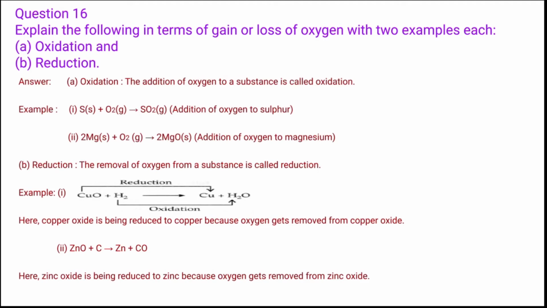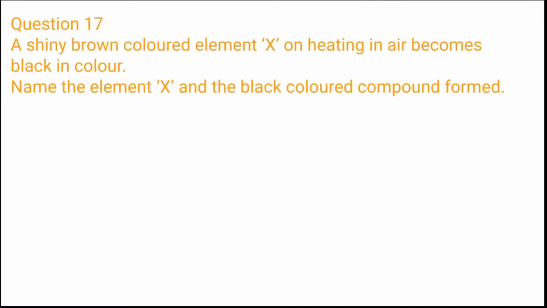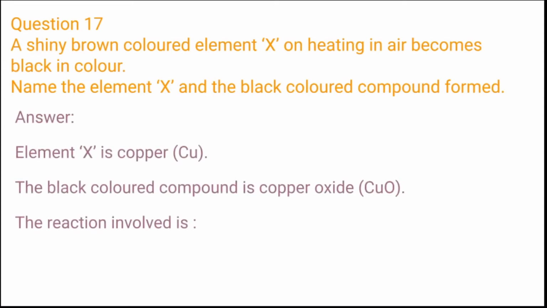Let's move on to the next question. Question number 17. A shiny brown colored element X on heating in air becomes black in color. Name the element X and the black colored compound formed. Answer is, element X is copper. The black colored compound is copper oxide, CuO.